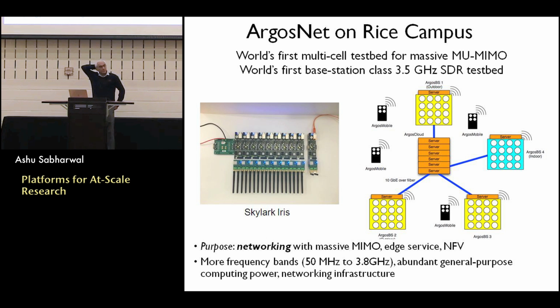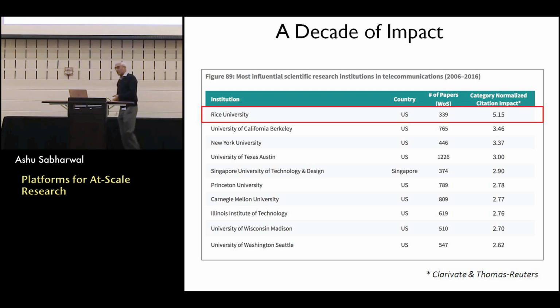And so that is a capability we have access to, and in fact we were surprised. One of our friends sent us this ranking, so I thought I'll put it up. It's surprising for us because it's the most influential scientific research institution in the telecommunication industry. It looks over a decade, and we are only a group of 5 faculty who work on it, compared to all other universities.